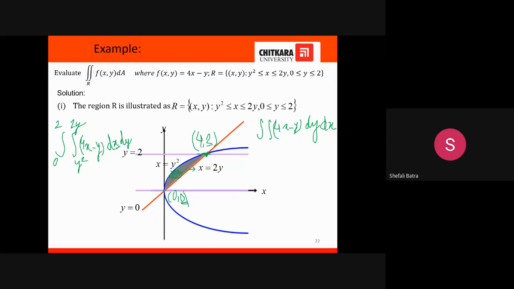Right? Is it clear? Because I have written here dx, it means I'm making a horizontal strip. Horizontal strip means parallel to x-axis. So you are drawing a strip parallel to x-axis. Then you need to write the limit of x in terms of y. So from here, x is equal to y square for this curve, and for this curve, x is equal to 2y. So x is varying from y square to 2y.